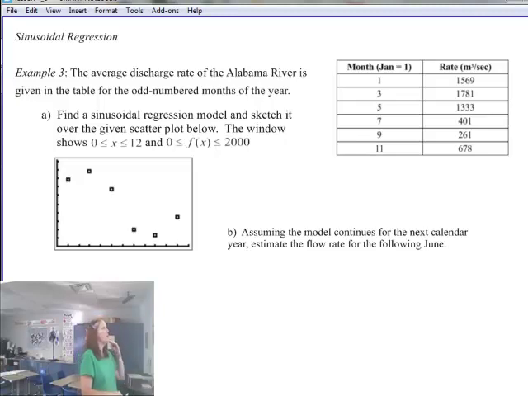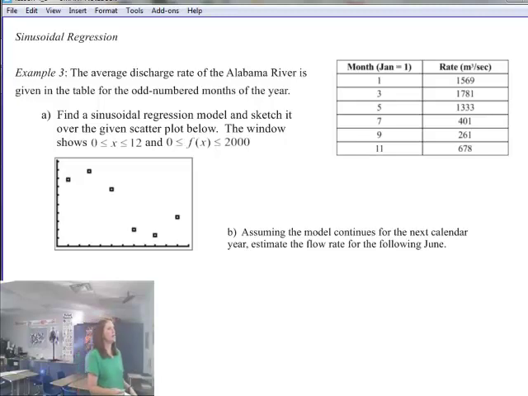So, example 3, we have an average discharge rate of the Alabama River. In other words, the Alabama River flows into some other body of water, whether it's another river or the ocean or something like that. The discharge rate is the amount of water coming out at the end of the river. It's given in the table for the odd numbered months of the year. January is 1, February, March would be 3, and so forth. November would be 11, you get the idea.